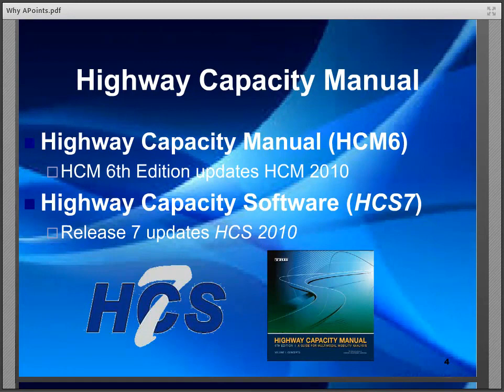Again, this is from the Highway Capacity Manual 6th edition as implemented by Highway Capacity Software Release 7. The research-driven, with millions of dollars of research behind it and peer-reviewed by 200 experts as part of the committee process.